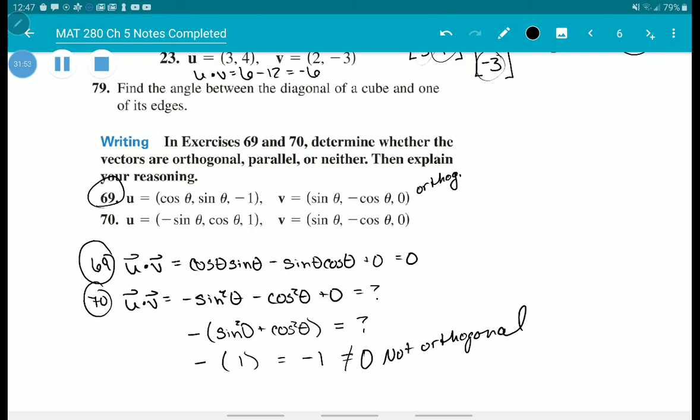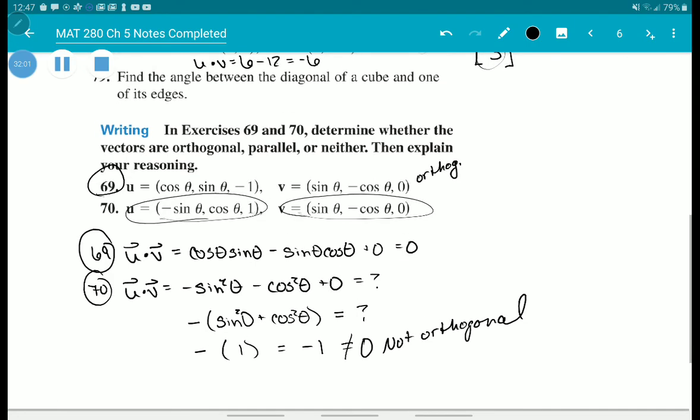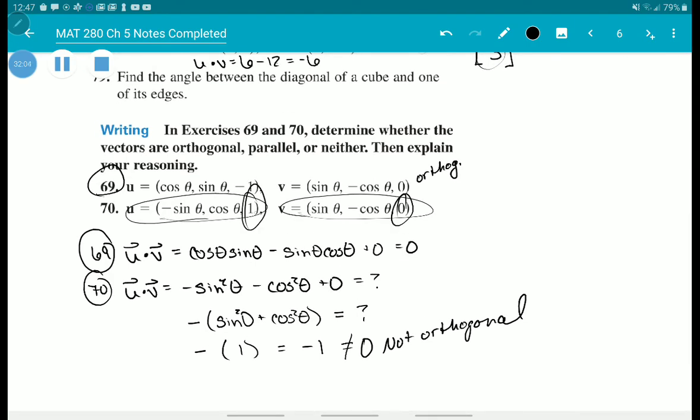So then we ask, is there something I can multiply this by to get this? In the beginning, it looks like you can multiply by negative 1, but the problem comes with that third component. I can't multiply 1 by negative 1 and get 0. So there's no way I can get 0 from that, which means they are not parallel. We could see that without ever setting up a system of equations. And since they're not parallel, not orthogonal, these are going to be neither.